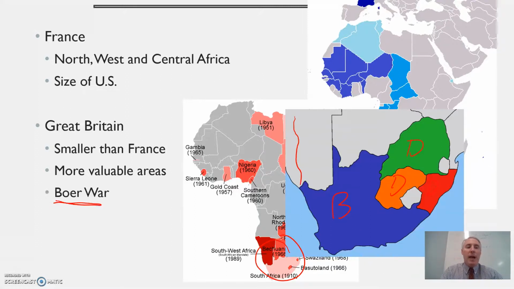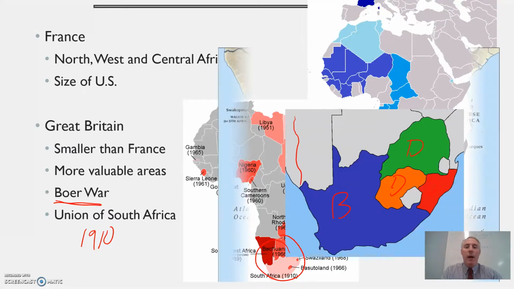And the British didn't really care too much about these colonies until gold and diamonds were discovered up in here. All of a sudden now, the British wanted a piece of that action. So war broke out. Now, the British eventually won and united the different regions into the Union of South Africa in 1910. A constitution was created in this.